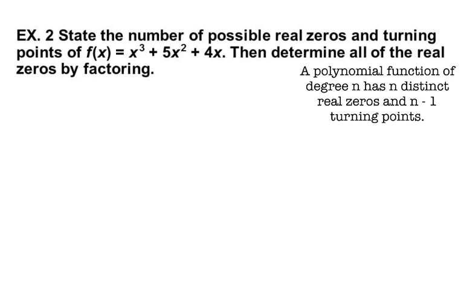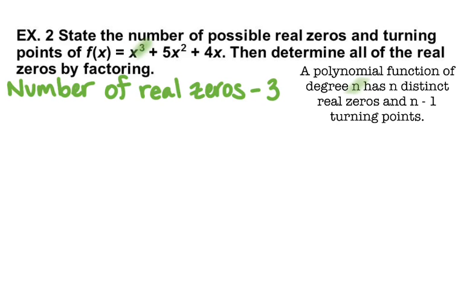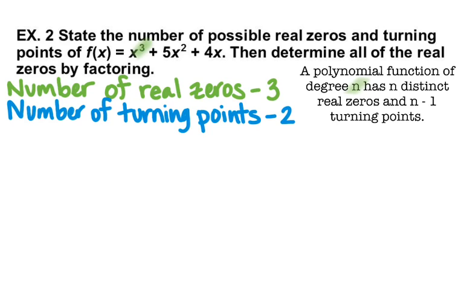Okay, so here's the rule that we're going to use on this example. It says that a polynomial function of degree n has at most n distinct real zeros and n minus 1 turning points. So the n that they're talking about is the highest exponent of the polynomial function. That tells you what the degree is. So this is a 3rd degree polynomial. That also tells me how many real zeros there can be for this function, and how many turning points there are by subtracting 1 from that number. So I know that there are going to be 3 real zeros, 2 turning points.